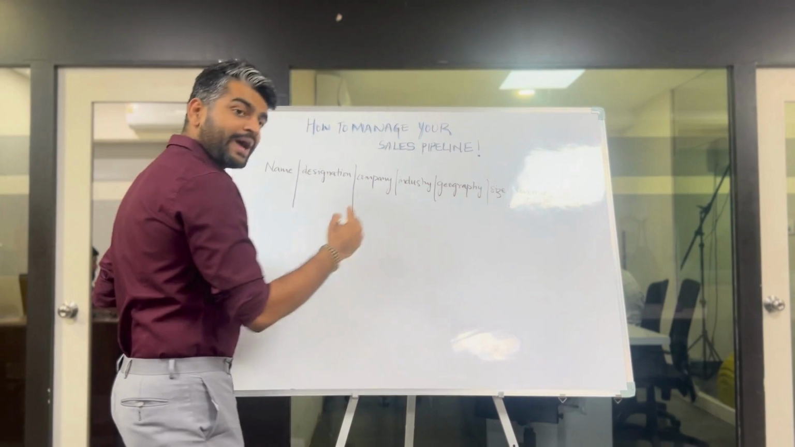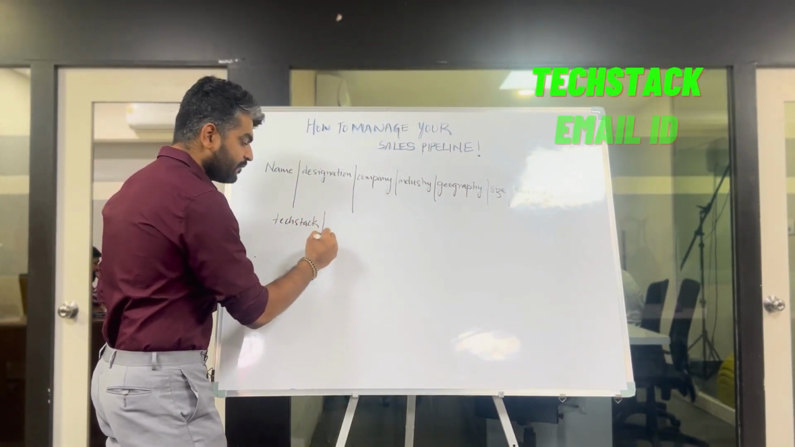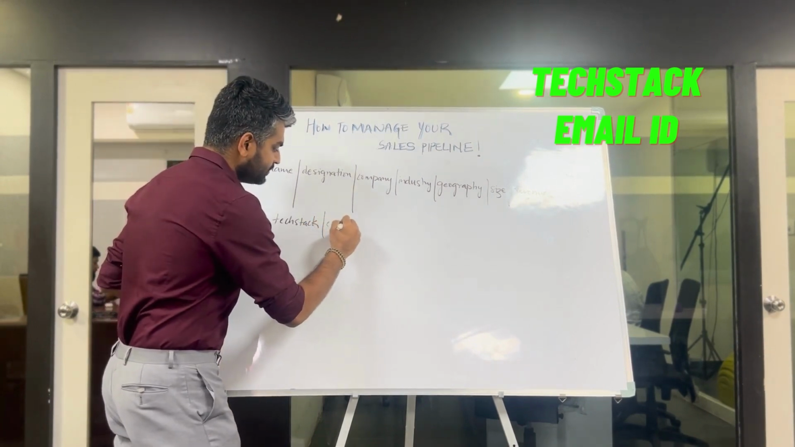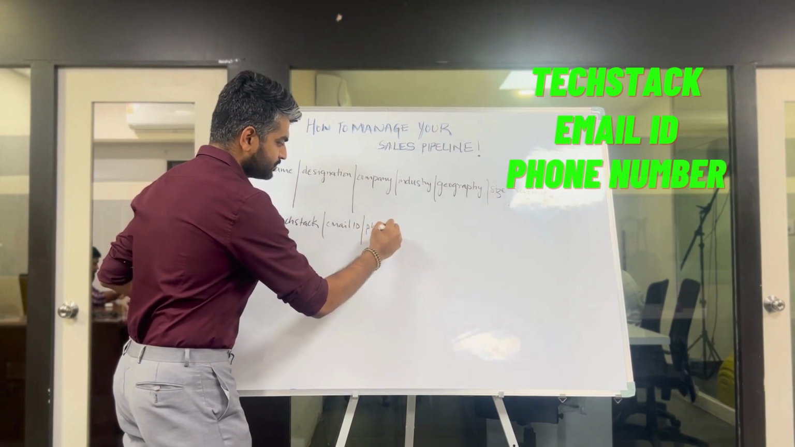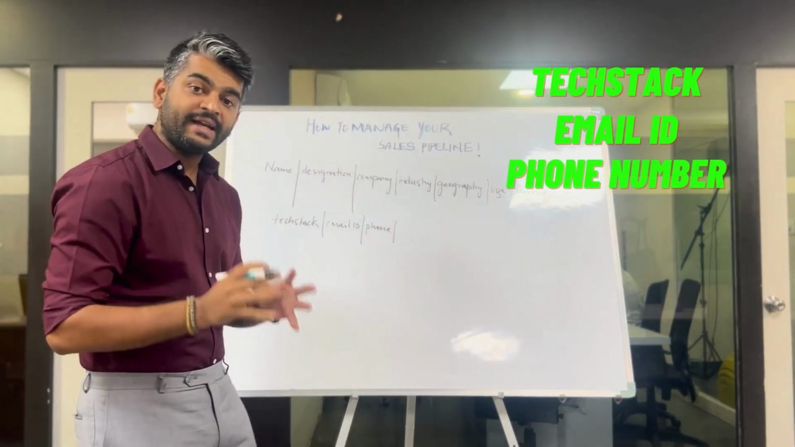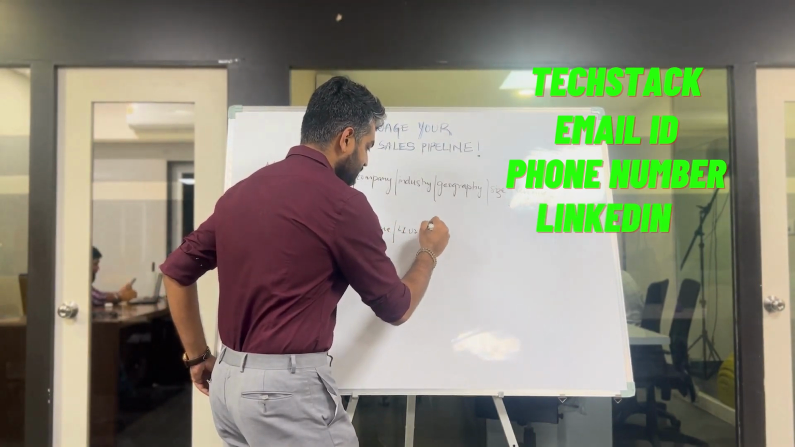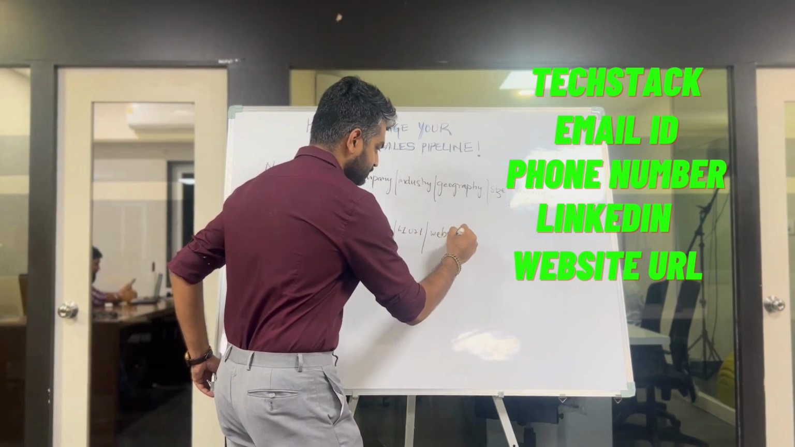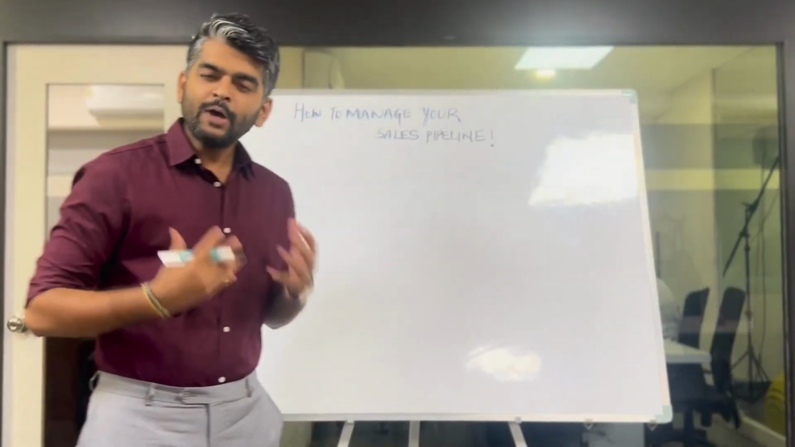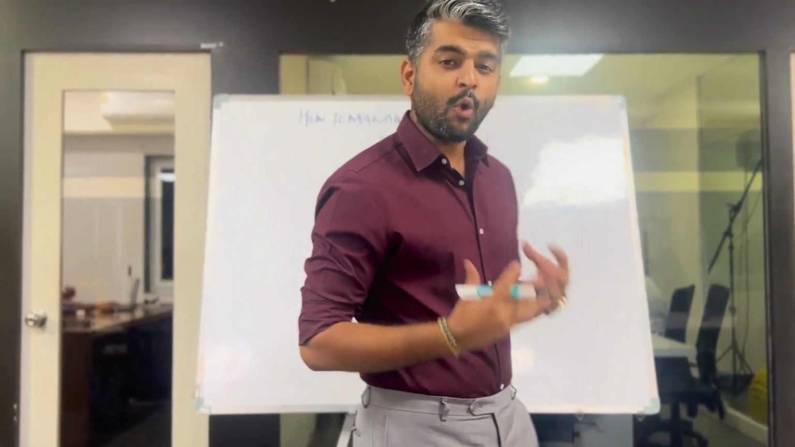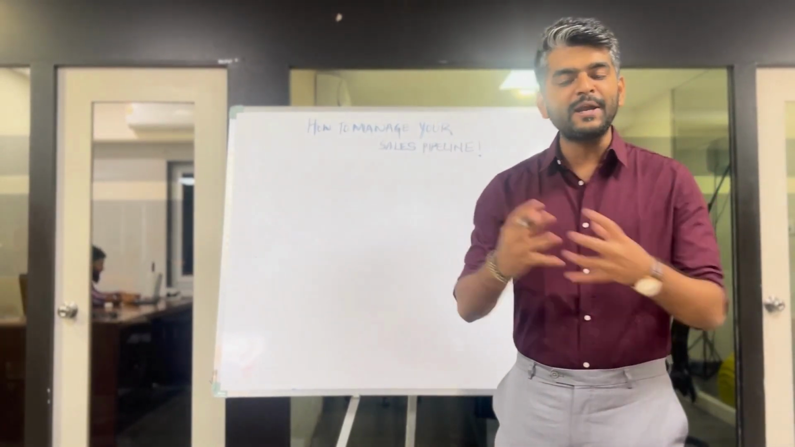Post this, you need to add their tech stack, followed by their email ID, phone number, and you should definitely add in their LinkedIn profile and their website link. Now that we have spoken about the database and all the essential details needed, now we can put them into a pipeline.